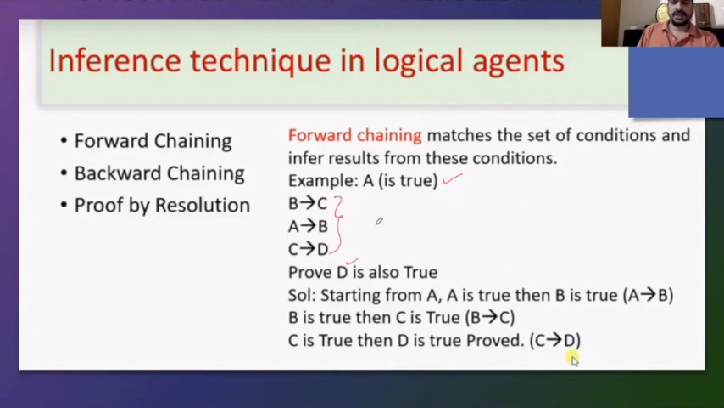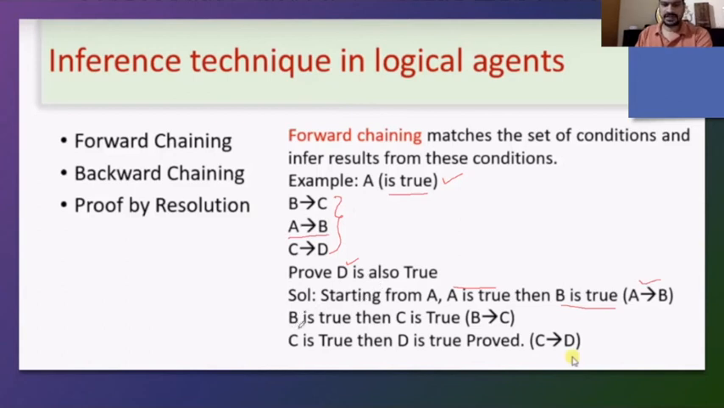Now, because we are using forward chaining, we'll start from the very beginning. We first find that A is true, from this particular statement. So with A implies B, we can conclude that B is also true. How can we conclude B is also true? We can conclude it based on this particular propositional logic.